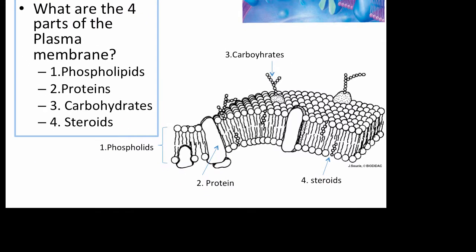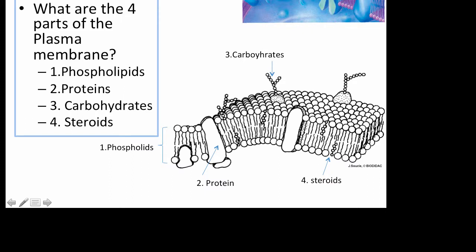The first part is the phospholipids, and as you can see here in the diagram, they look like kind of balloons with two strings attached to them. And the plasma membrane has two layers of them, the top layer and the bottom layer. So we call that a bilayer of phospholipids. It also has proteins. They're large substances that are interspersed throughout the membrane. It has carbohydrates and it has steroids.